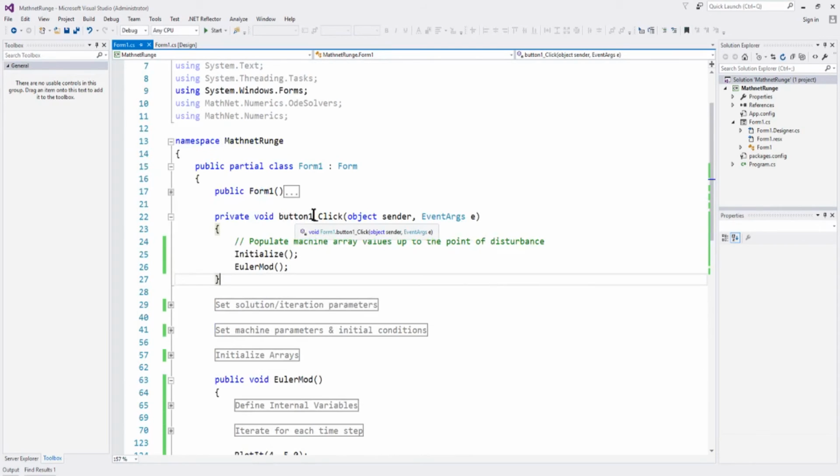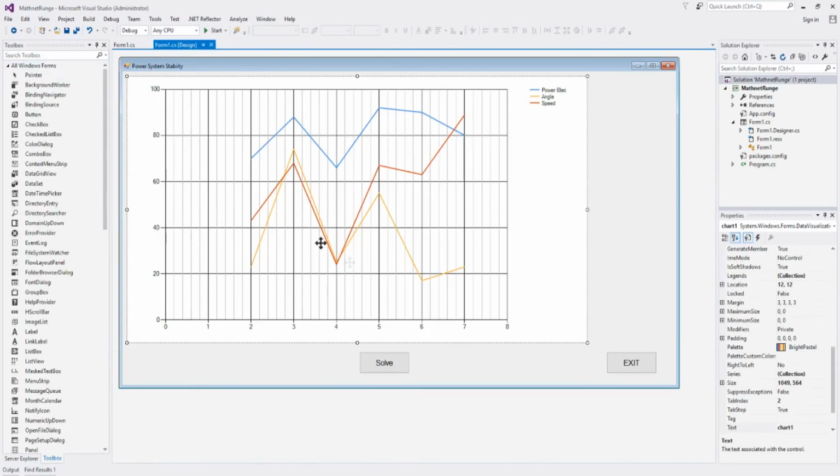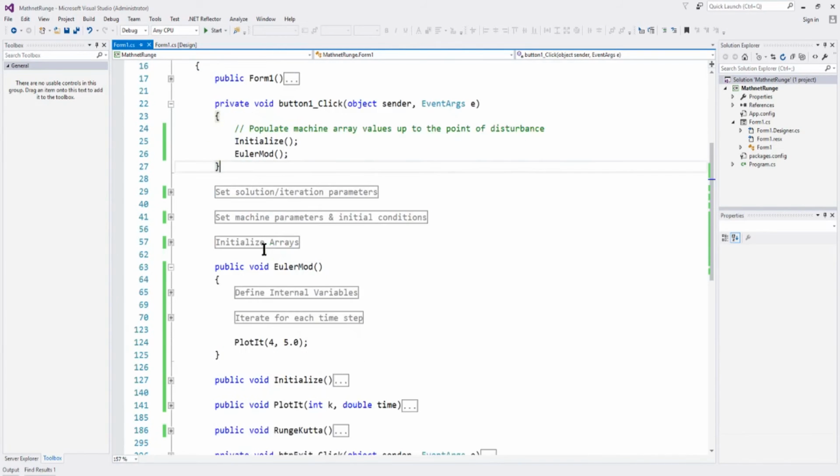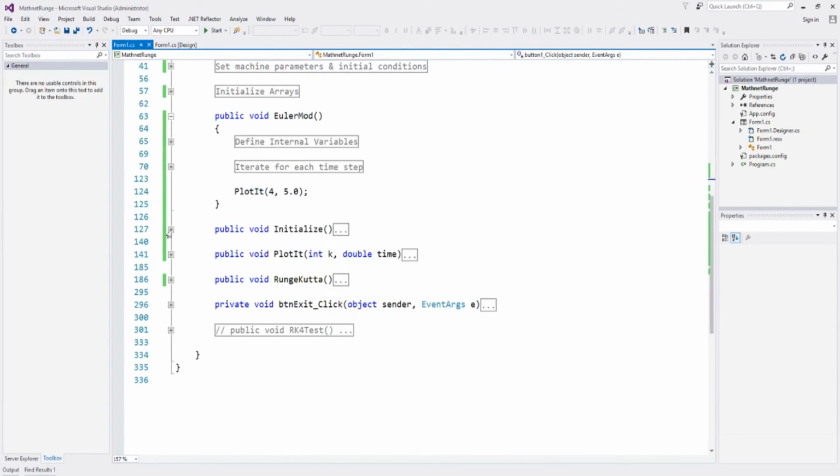And I've got an exit button here. So here is the event handler for the solve button. I've got right here, solve. The event handler just calls 2 methods. One is initialize and one is the modified Euler method we'll talk about. Initialize is this method right here.